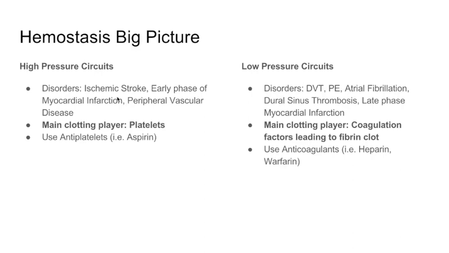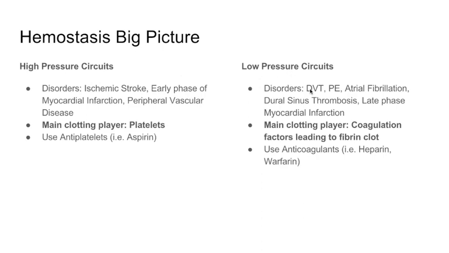So for high pressure circuits, the main clotting player is platelets. And how I think of it is, these circuits have very high pressure, so the first thing that you want to do is to put in that platelet plug. And what you use for these disorders is antiplatelets, for example, aspirin. So high pressure circuits like stroke, myocardial infarction, and peripheral vascular disease, the main clotting player is platelets, and you use antiplatelets if you have any of these disorders.